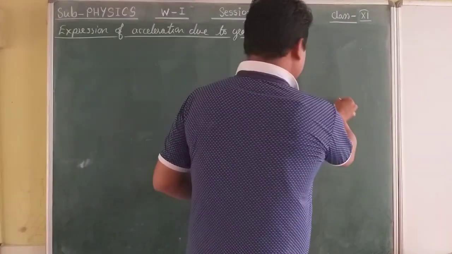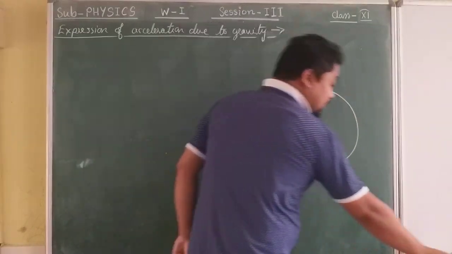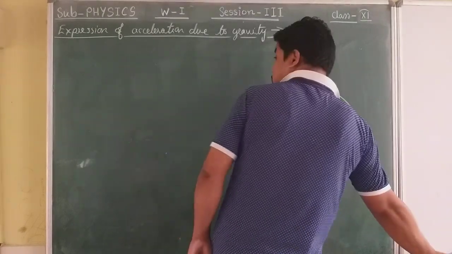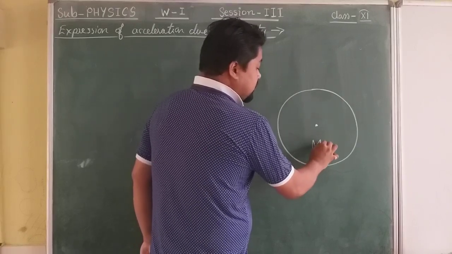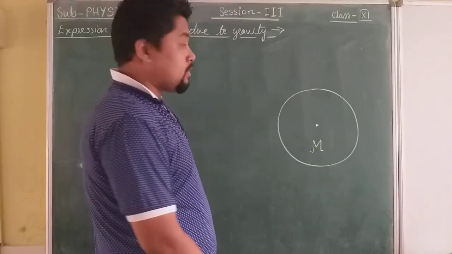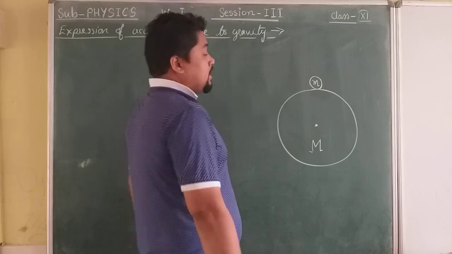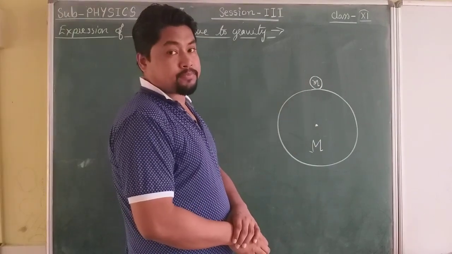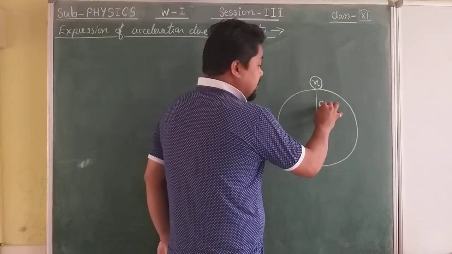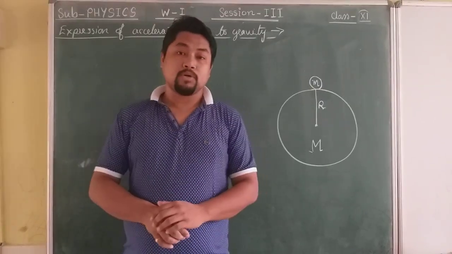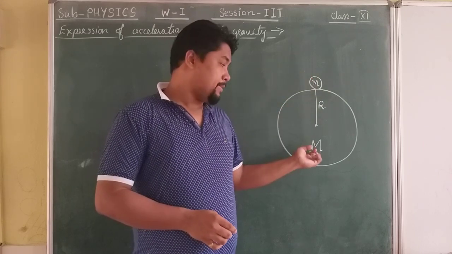Suppose this is the earth. Mass of the earth is, suppose, capital M. An object of mass m is placed on the surface of the earth. Right? And R is the radius of the earth. Okay? An object of mass m is placed on the surface of the earth of mass capital M and radius capital R.